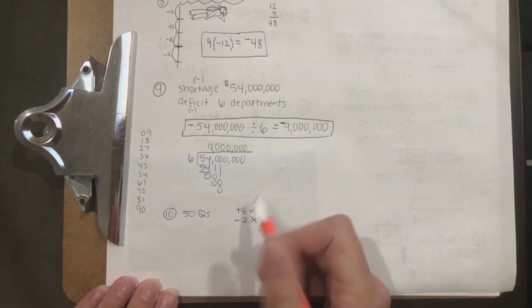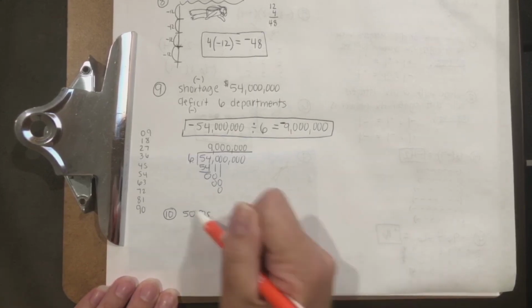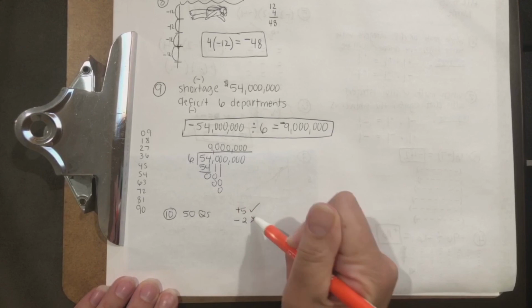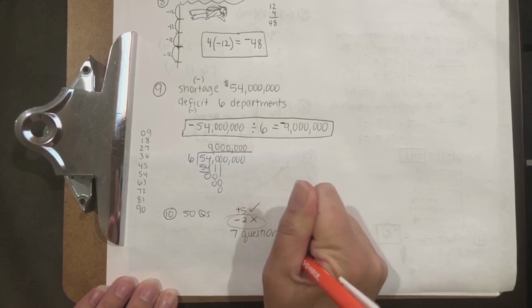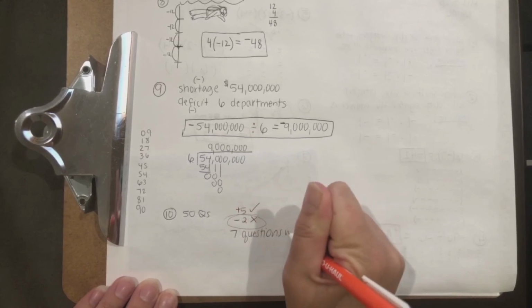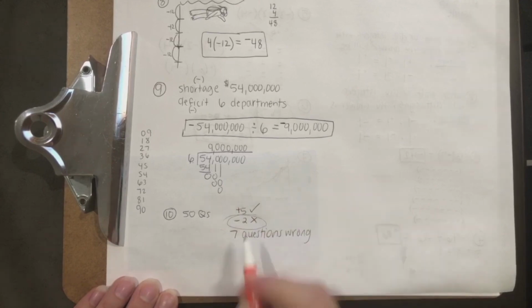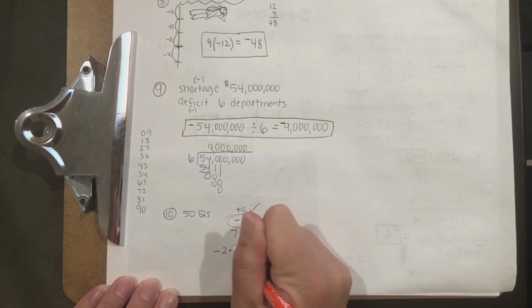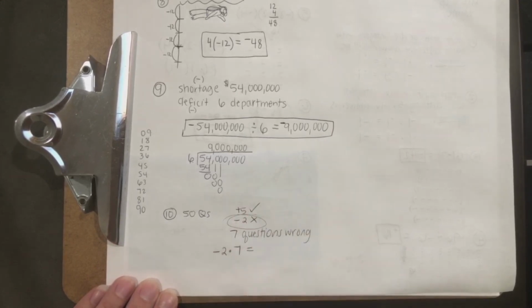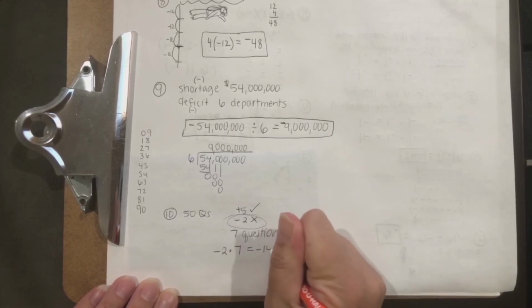So we actually don't even need this information up here. We just need to know -2, and then we need to know 7 questions total. We're wrong. So if we're deducting 2 points for every wrong question, and there's 7 wrong questions, then we're going to say -2 times 7. And 2 times 7 is 14. We've got a negative, so that would be -14.